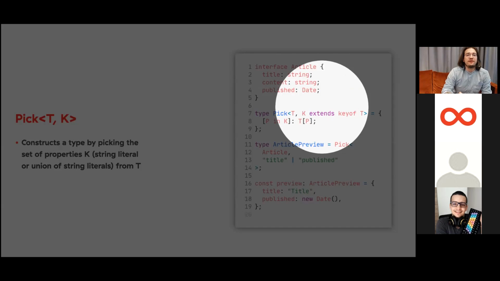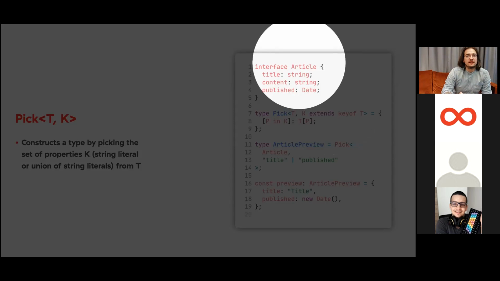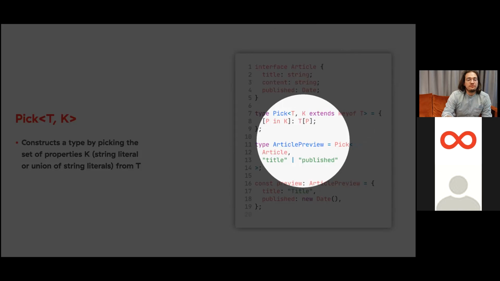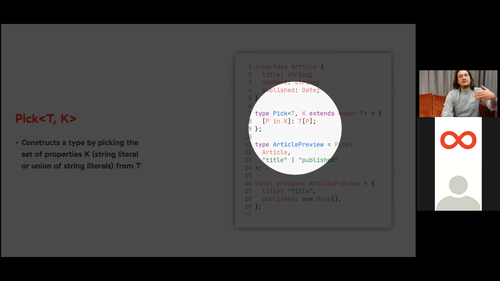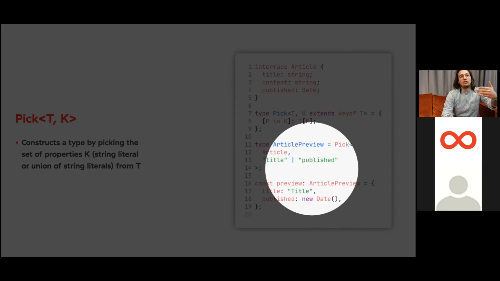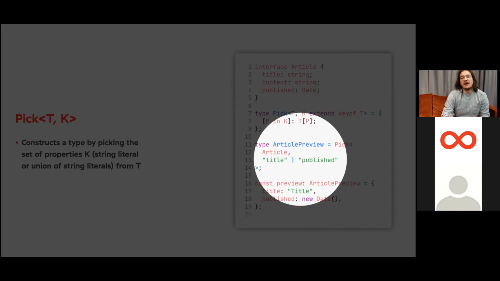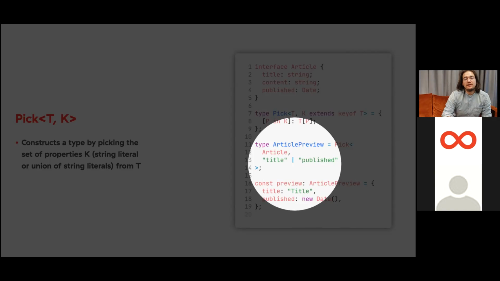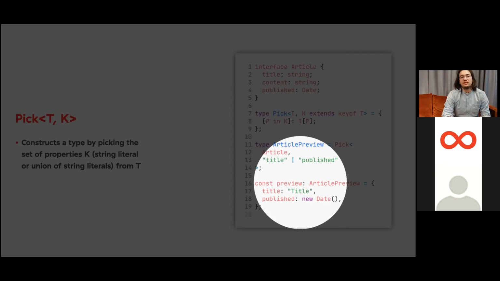So if you have an Article which has title, content, and published, the only thing that we can do when we use Pick is provide title or content or published. And if we want to create a type which is ArticlePreview, we're only interested in title and published. So our new type here will contain only the title and the published properties.